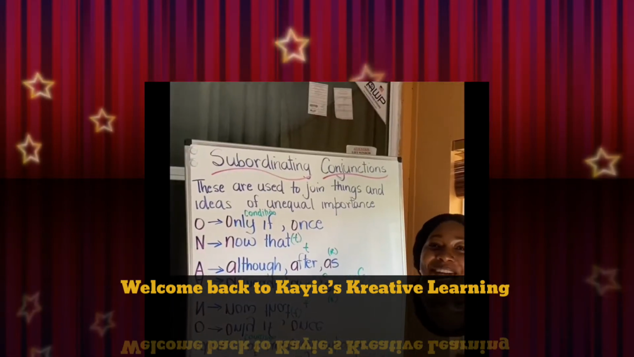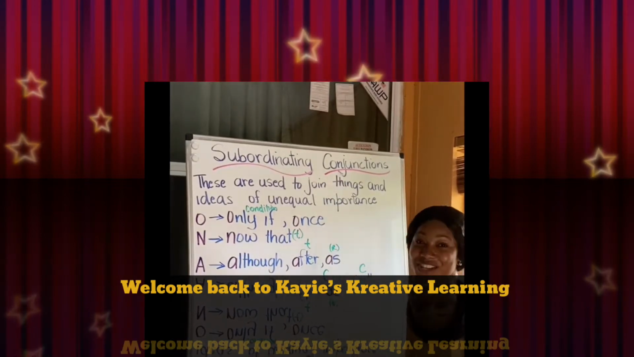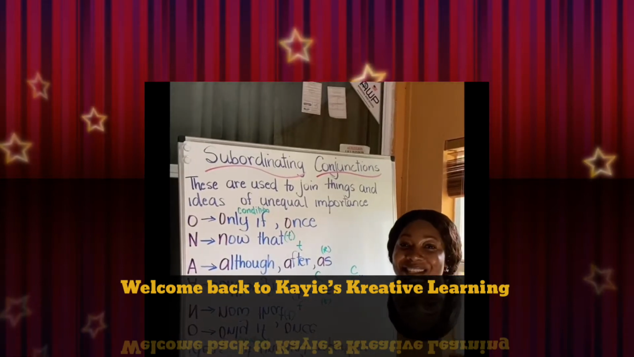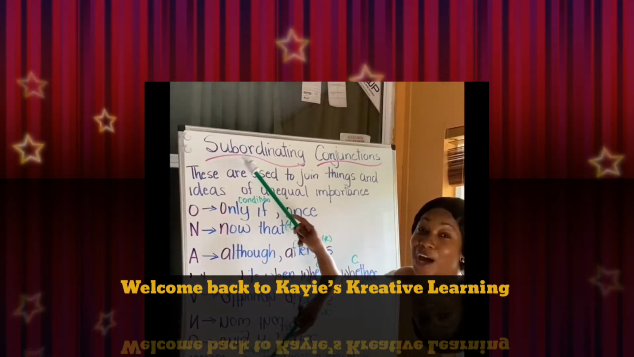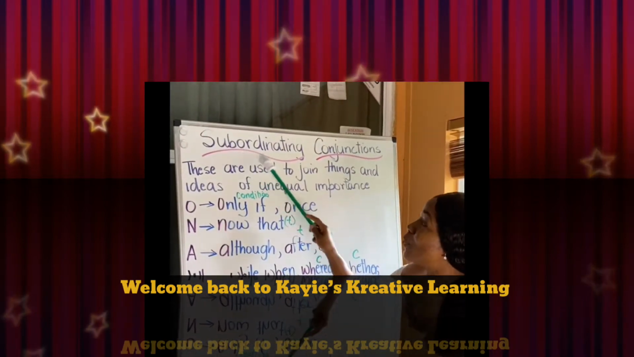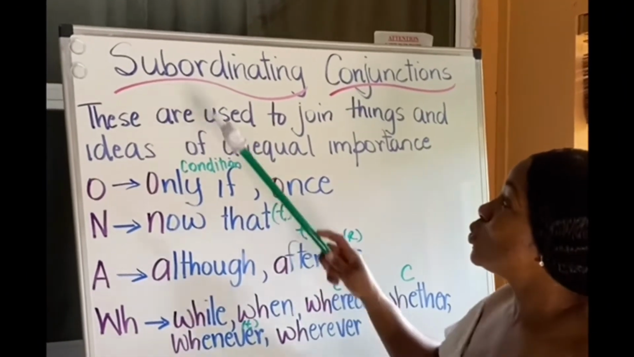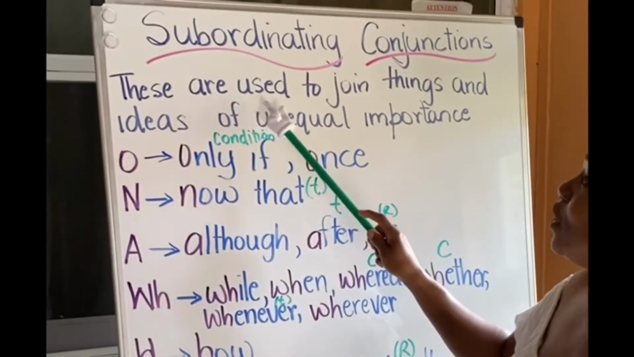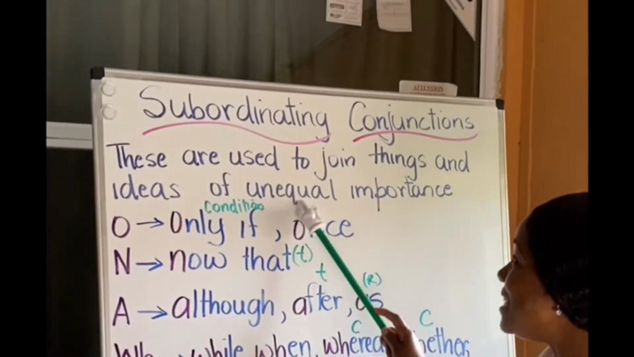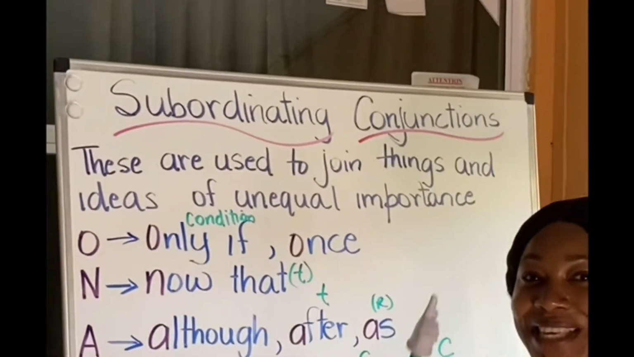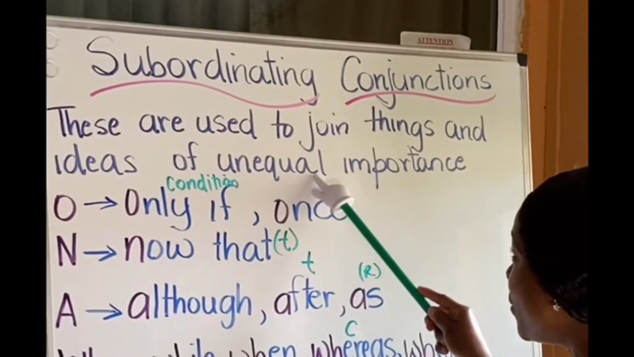Today, we have another exciting lesson and we are continuing conjunctions. However, in the last lesson, we looked at coordinating conjunctions. Today, we're looking at the opposite. So we're looking at subordinating conjunctions, and I'm going to make it pretty simple for you guys. Subordinating conjunctions are used to join things and ideas of unequal importance. That's the key point there. It joins things and ideas of unequal importance.